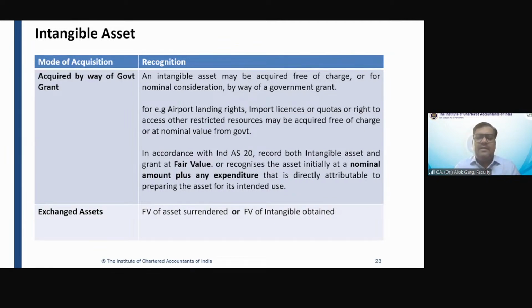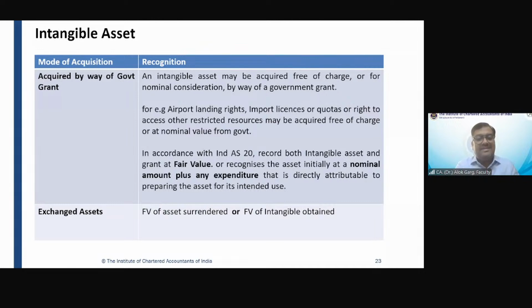Sir, let's say the government has given the airport landing right free of cost, and the fair value of the airport landing right is 5 lakh rupees. If somebody else needs to purchase that airport landing right, it will cost him 5 lakh rupees. So airport landing right intangible asset account debit 5 lakh rupees. But what should I credit? Because I haven't paid any consideration. So friends, the standard says that the intangible asset and the grant both need to be recognized at fair value. So airport landing right intangible asset account debit 5 lakh, to deferred government grant 5 lakh rupees.